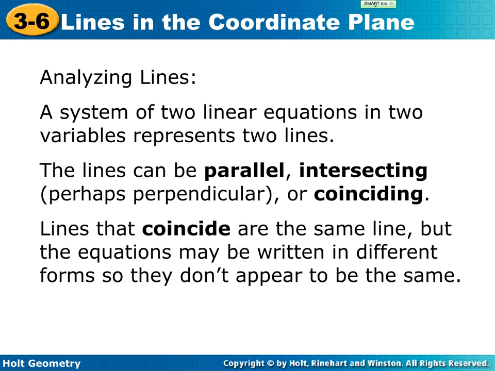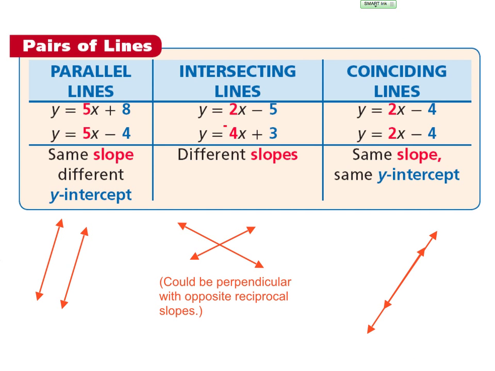We're going to take two equations and analyze whether the lines are parallel, intersecting, maybe perpendicular, or coinciding. Coinciding means it's two copies of the same line. And we're going to try to do this without having to graph them all the time. So here's what you're looking for in your notes. Parallel lines will have the same slope but different y-intercepts. They will be slanted the same, but they're going to hit the y-axis at different locations. One's going to be higher, one's going to be lower.